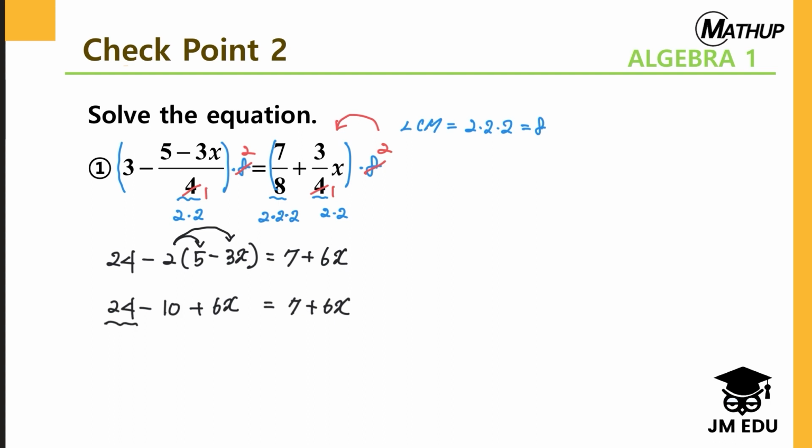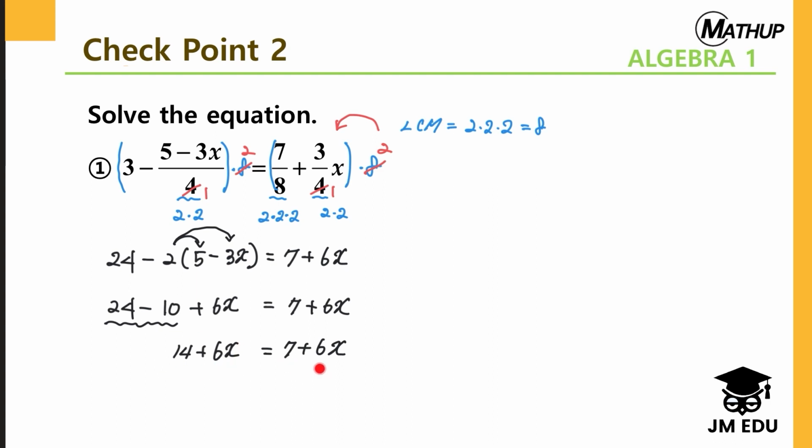So let's simplify this, that's 14. So 14 plus 6x is equal to 7 plus 6x. When you look at this equation, we have same x term each side, right? 6x on the left-hand side, 6x on the right-hand side. But different constants, 14 on the left, 7 on the right. In this case, the equation has no solution because for all x, this is going to be false.